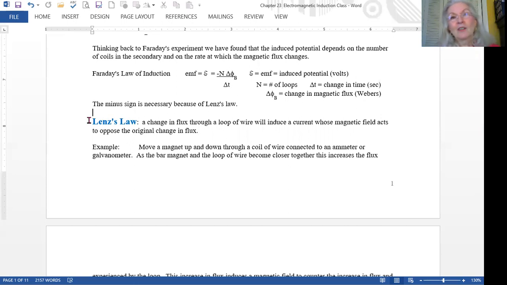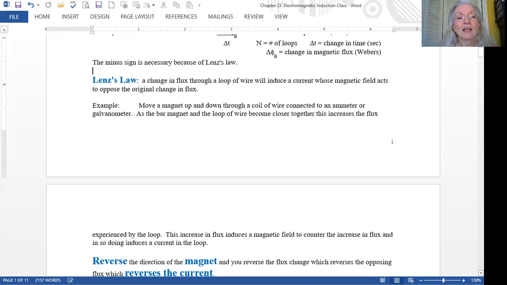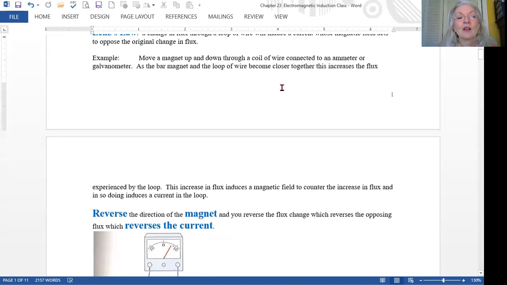And then when those magnetic fields are in place, opposing currents and magnetic fields will be created to try to neutralize the effect. And we can demonstrate this in the real world by using a magnet. If you took a magnet and you moved it up and down through a coil of wire, not connected to a power supply, but just connected to an ammeter to measure the current in the wire, the bar magnet and the loop of wire, as they become closer together, the magnetic flux changes, and that induces a current in the wire to oppose the change.